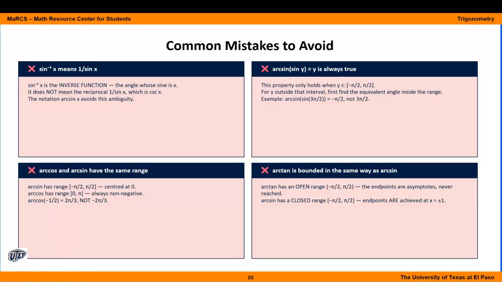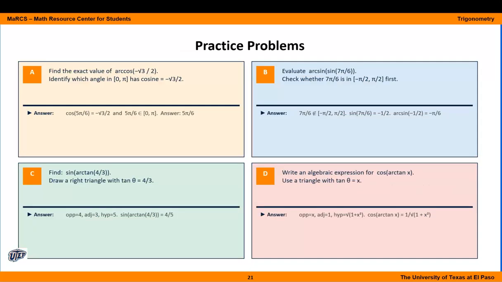These are the most common errors students make: confusing inverse with reciprocal, forgetting domain restrictions, mixing up ranges, and misapplying inverse properties. If you avoid these, you'll be in great shape. Now try this on your own. Focus on identifying the correct interval, building triangles when needed, and checking domains.